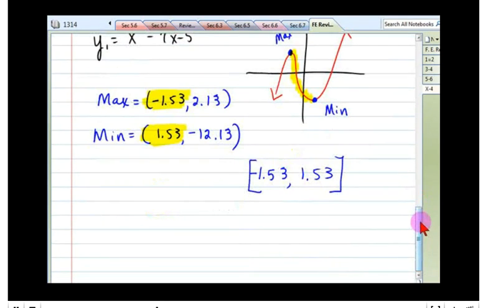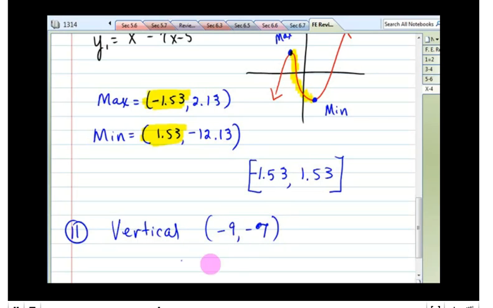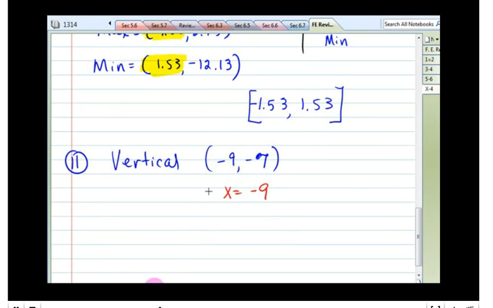All right. Let's look at 11 and 12. Those should be easy. Number 11 says vertical. What's the equation of a vertical line that goes through -9, -7? What does it mean when it's vertical? It's this way. So it's got to go through the x value. So it's simply x equals -9. X equals -9. Please don't miss that one. That one's an easy one.